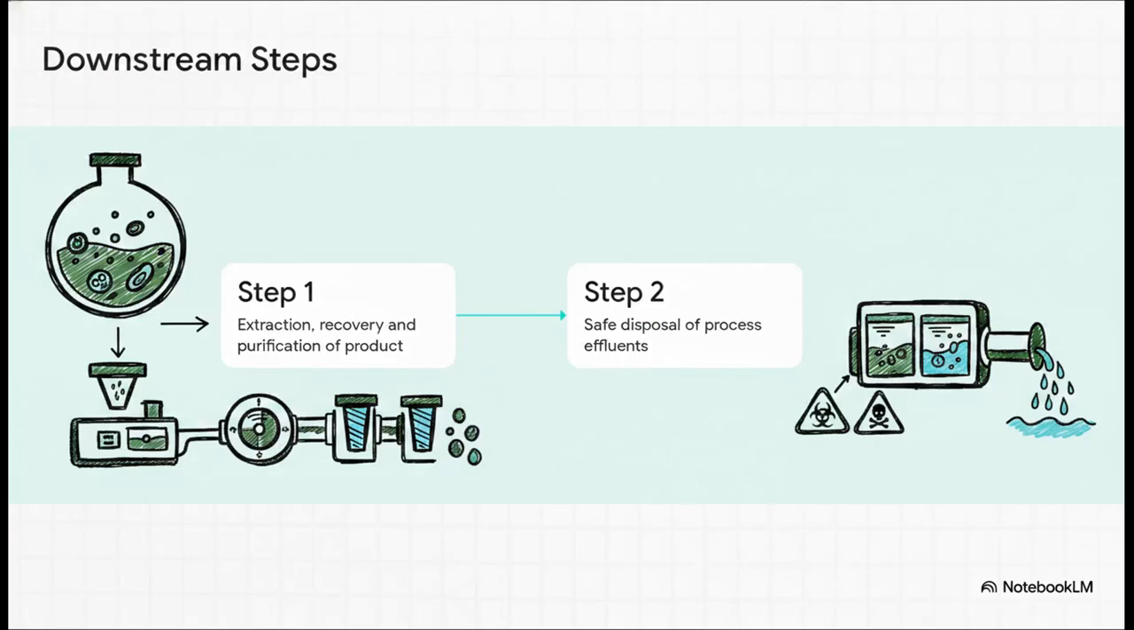Downstream processing is basically a highly meticulous separation phase. Step 1 is all about extraction, recovery, and the strict purification of the final product. Whether we're talking about a pharmaceutical drug, an industrial enzyme, or even a food additive, it has to be perfectly separated from the cell mass and all that leftover broth. But step 2 is honestly just as critical, and that's the safe, responsible disposal of the process effluents. You can't just take thousands of liters of biologically active waste and dump it down the drain, right? It has to be treated and managed properly.